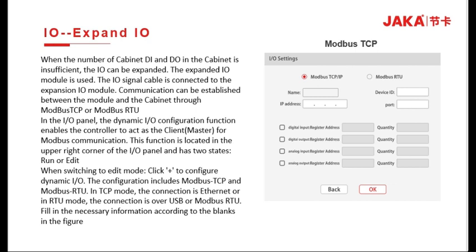This function is located in the upper right corner of the I/O panel and has two states, running and editing. When you switch to the editing mode, tap plus to configure the dynamic I/O. The configuration includes Modbus TCP and Modbus RTU. Modbus TCP mode connects over Ethernet. RTU mode is connected through 485. Fill in the necessary information according to the steps in the figure.